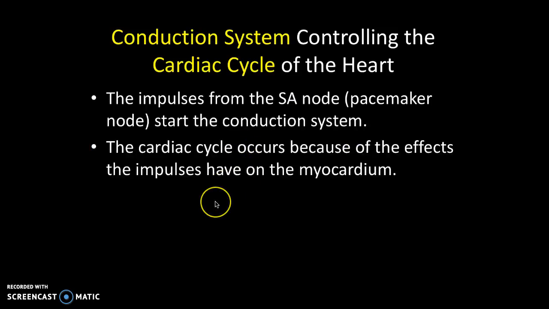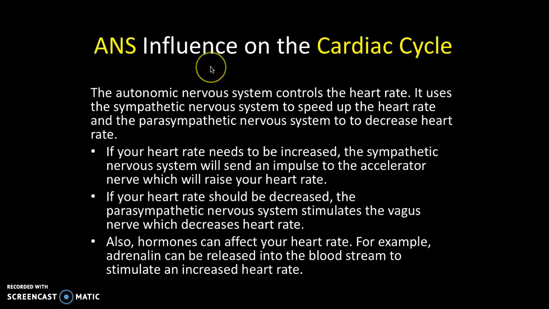So the conduction system controls the cardiac cycle of the heart, because the impulse from the SA node, or pacemaker node, starts the conduction system. And when the cardiac cycle occurs, this is because the impulses have taken effect on the myocardium and caused contraction, or there is a lack of impulses and relaxation is occurring.